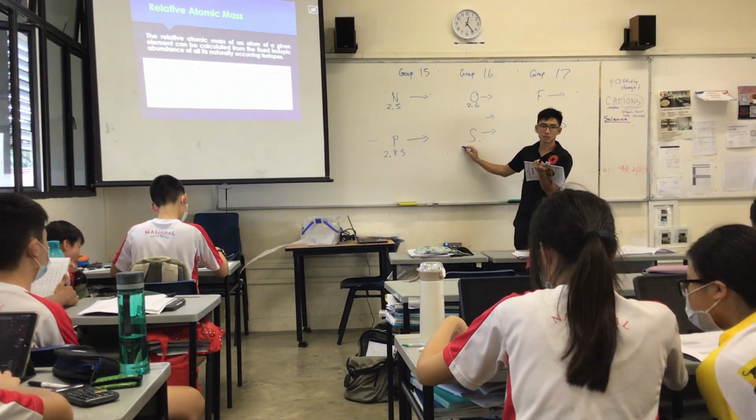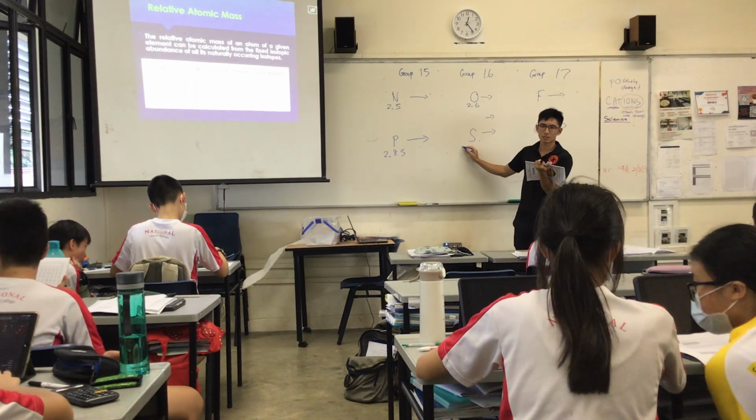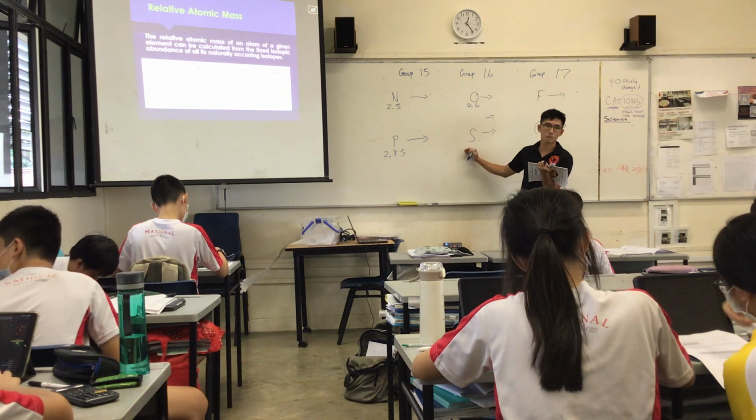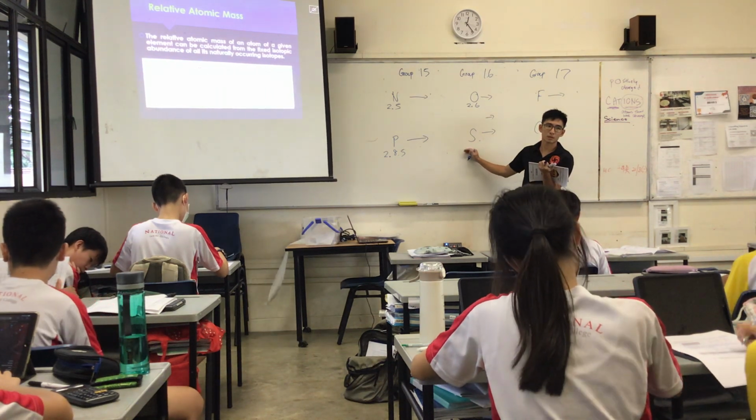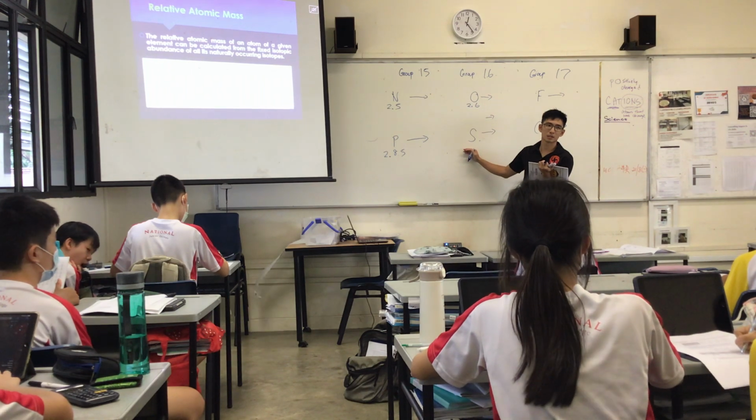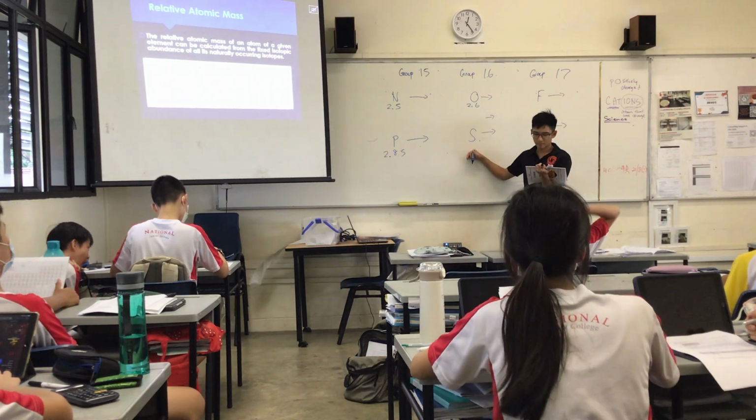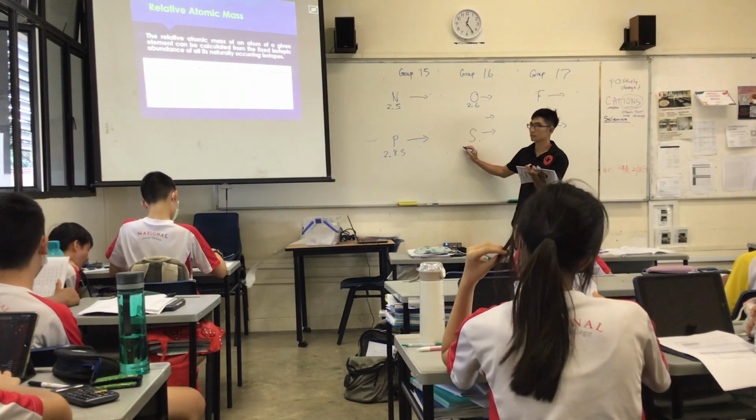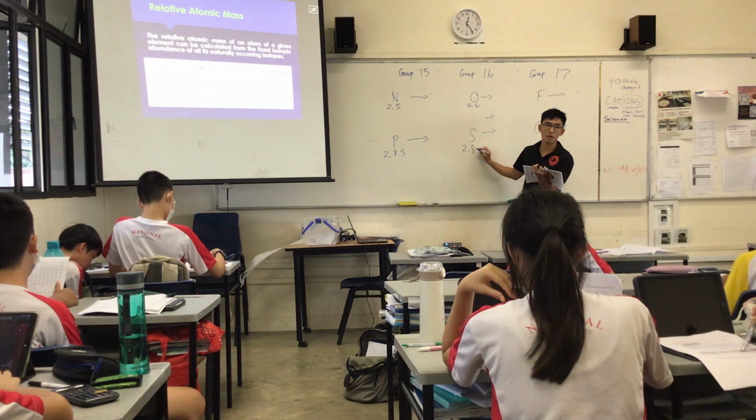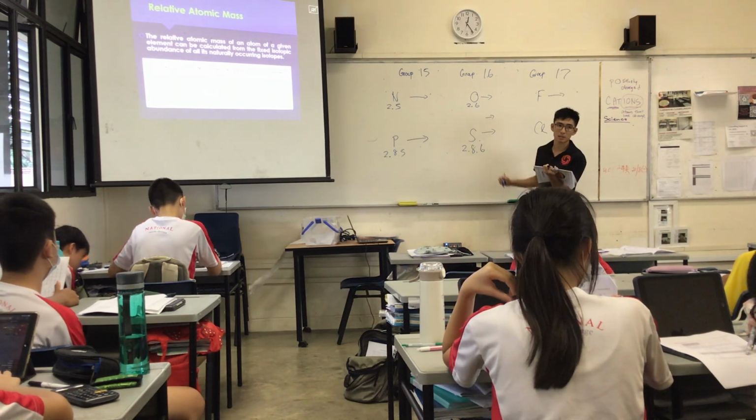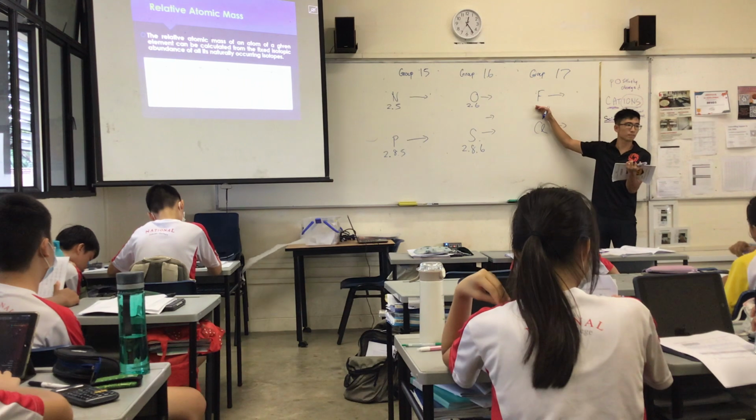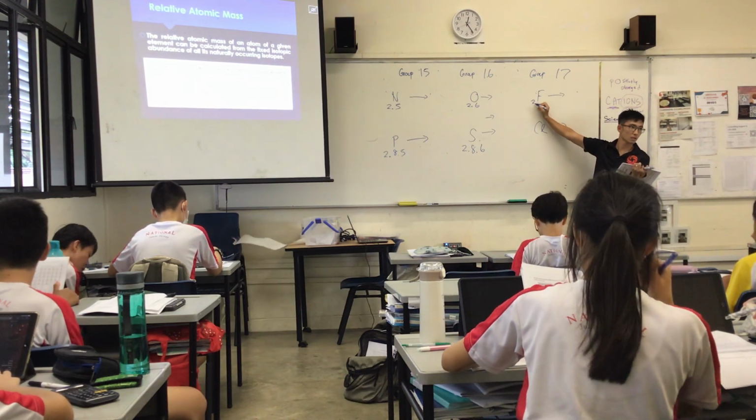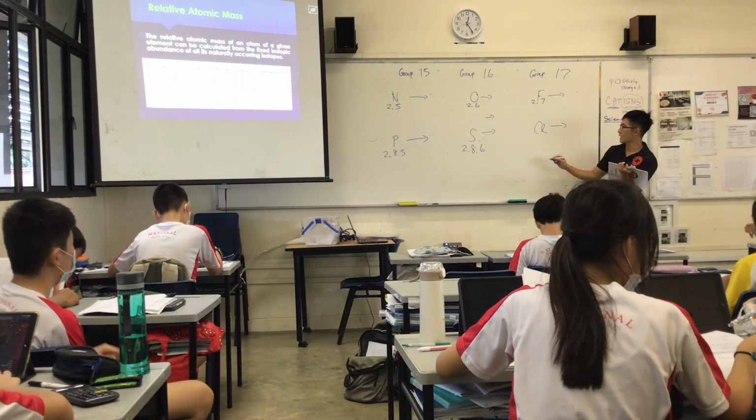Ishan. Sulfur? Two dot 8 dot 6. Okay, next one. Joy? Fluorine? 2.7, very good. Next, last one.